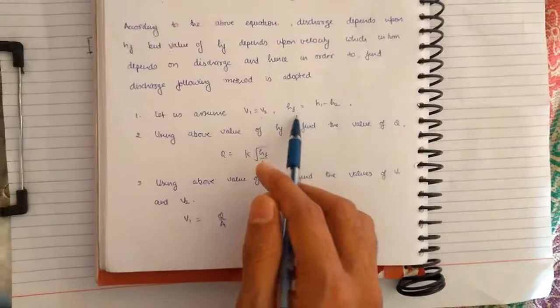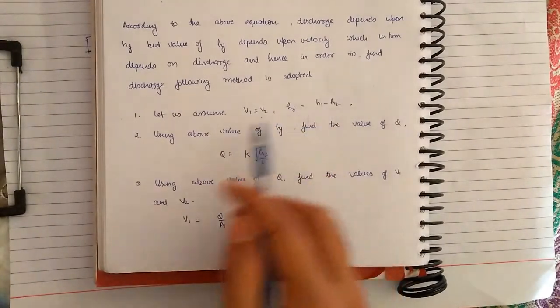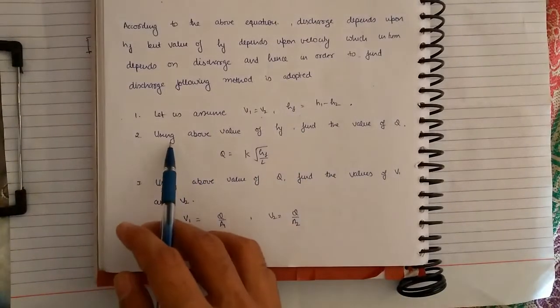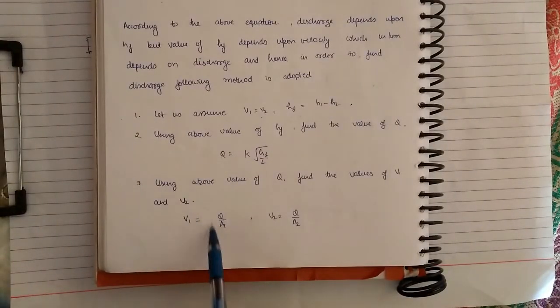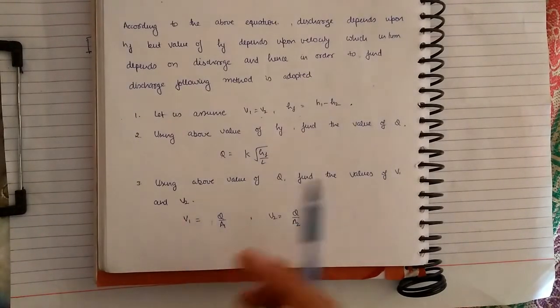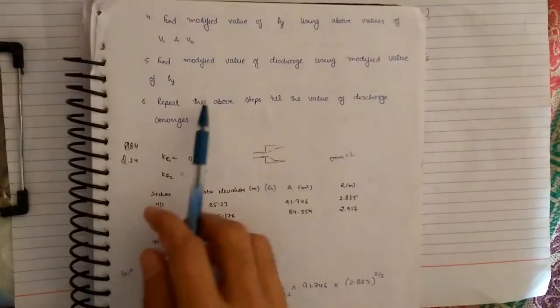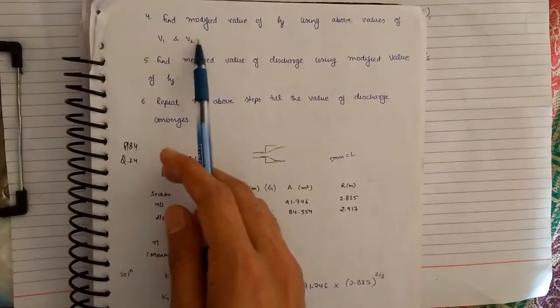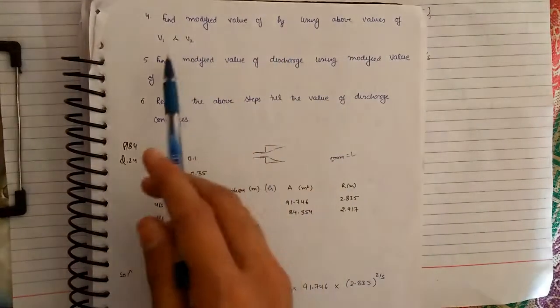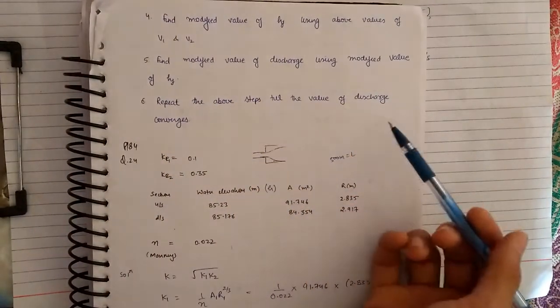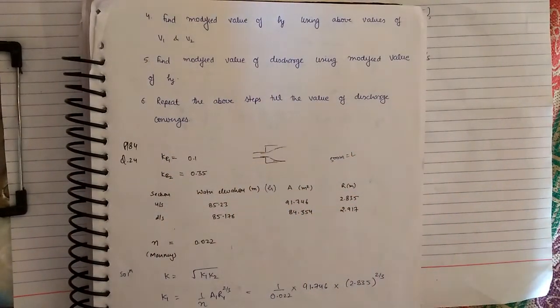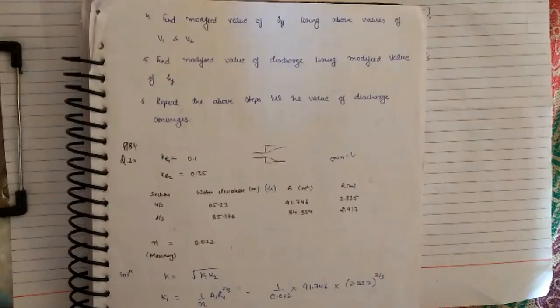So the first step is we put V1 equal to V2, so eddy head loss is 0 and hf is equal to h1 minus h2. Using these values we can get the value of Q, and from Q we can get the values of V1 and V2, and from V1 and V2 we can get the value of eddy head loss, and from eddy head loss we can get the value of hf, and from hf we can get the value of discharge, and from discharge we can get the values of V1 and V2.